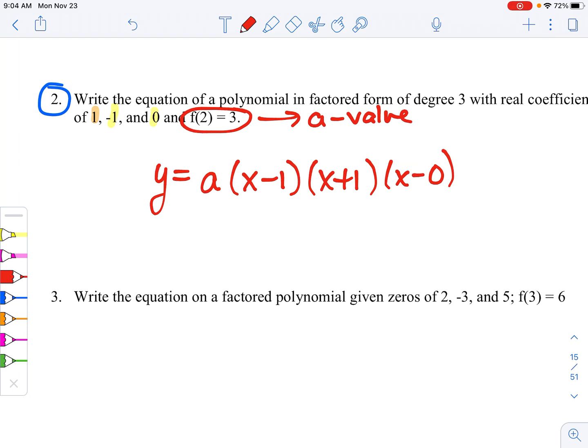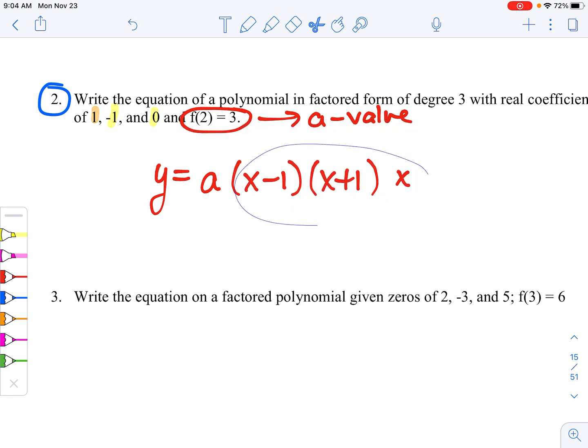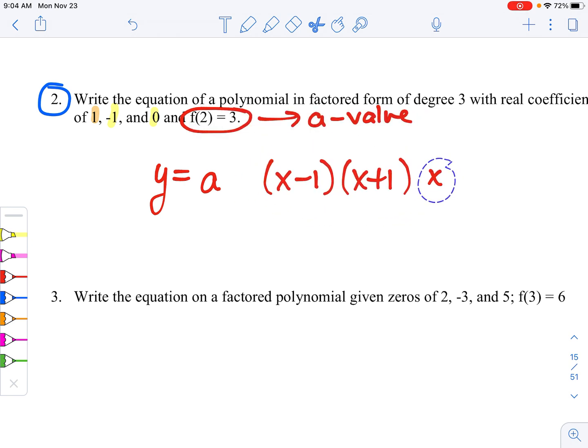Well, some of you are probably thinking x minus 0, well, that's really just x. And what I have a tendency to do is I put my x in the front. You don't have to, but I do really like putting my x in front, and that is when I have it as my 0 is 0.